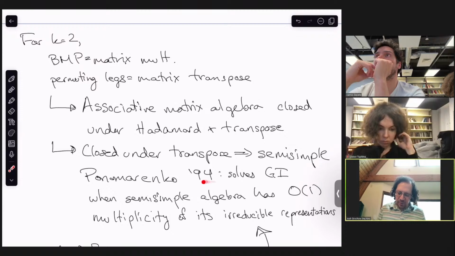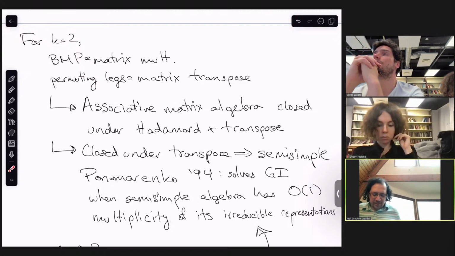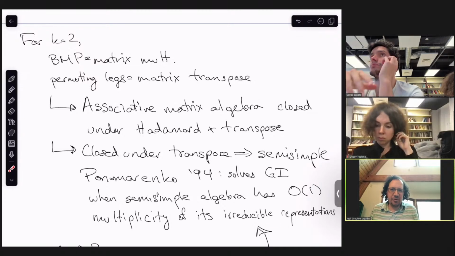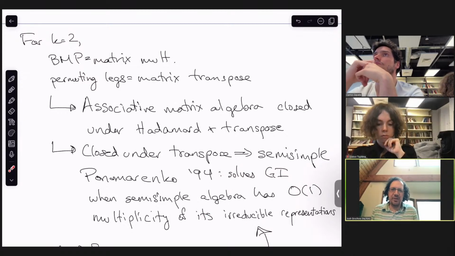And in 1994, Ponomarenko used this to get an efficient algorithm for graph isomorphism when this semi-simple algebra has a bounded multiplicity of the irreducible representations that are appearing. So if you don't know what these words mean, that's fine. If you do, it's great. The point is this is some algebraic thing that's coming out of this. It's not clear to me that this has a combinatorial interpretation at all.